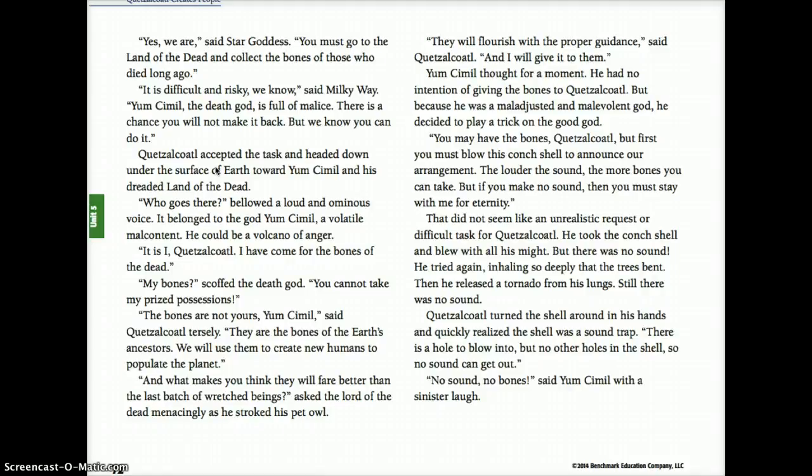Quetzalcoatl accepted the task and headed down under the surface of Earth towards Yum Simil and his dreaded land of the dead. "Who goes there?" bellowed a loud and ominous voice. It belonged to the god Yum Simil, a volatile malcontent. He could be a volcano of anger.